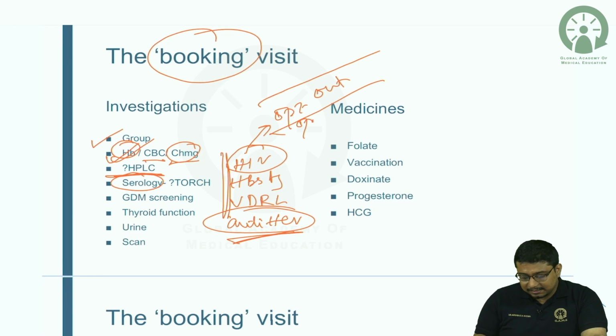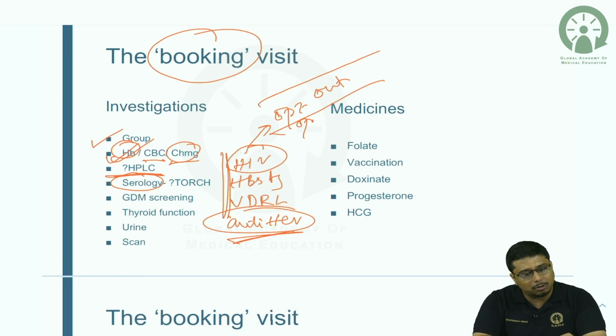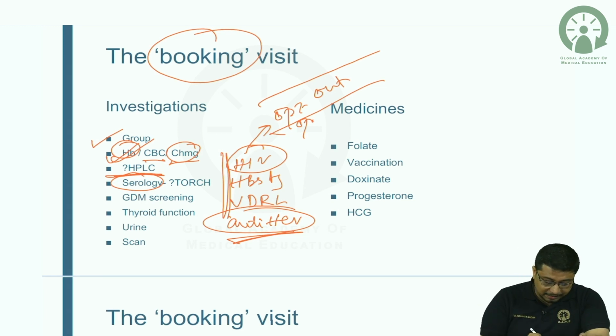Like in surgeries and all, we ask for consent, like, can we do this surgery on you? Opt out is just a little different. If you don't say anything, we will be doing that test on you. If you specifically and actively say, no doctor, don't do this test on me, then we will not do it, right?